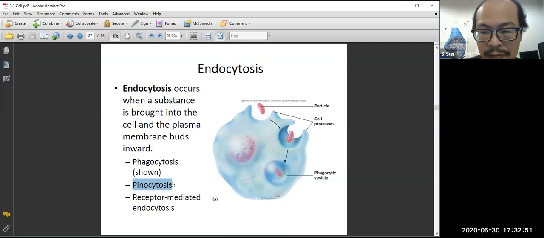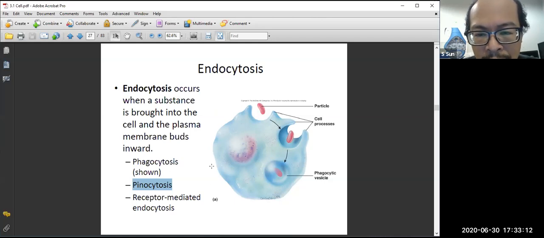Pinocytosis is very common in all cells. So cells can form these vesicles to import. The difference between these two is that phagocytosis can eat large stuff. Pinocytosis is for small molecules.